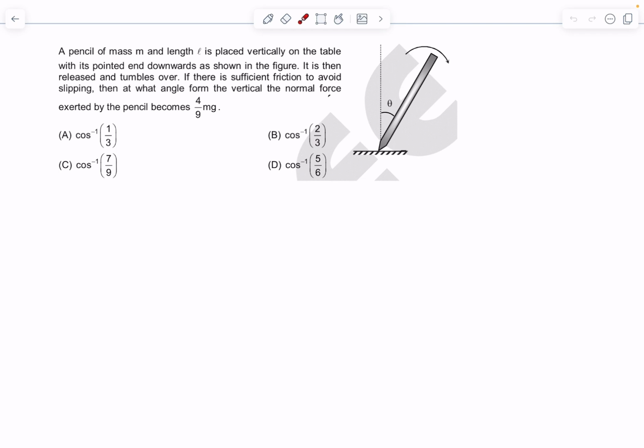Hello everyone, welcome back. Out of the problems that we will be solving today, the first problem is based on rotational motion. In this question, we basically have a pencil of mass m and length L, and it's placed vertically on a table with its pointed end downwards as shown in the figure. It is then released and it tumbles over.